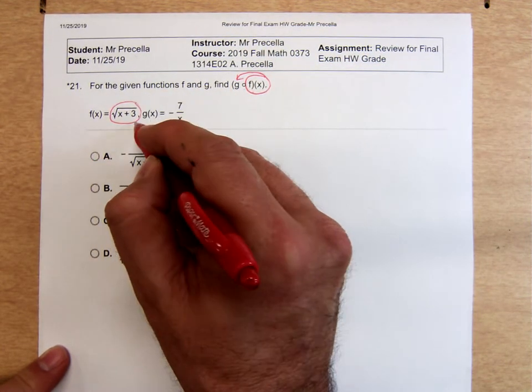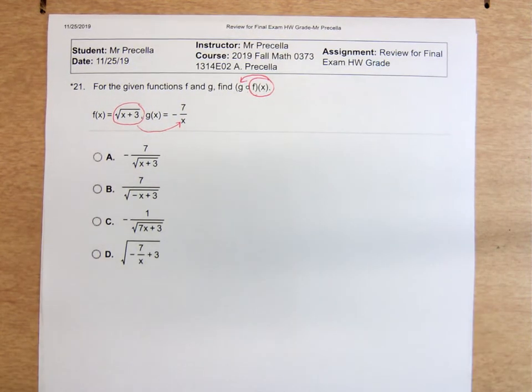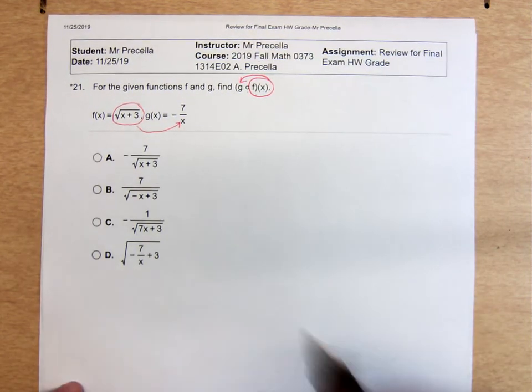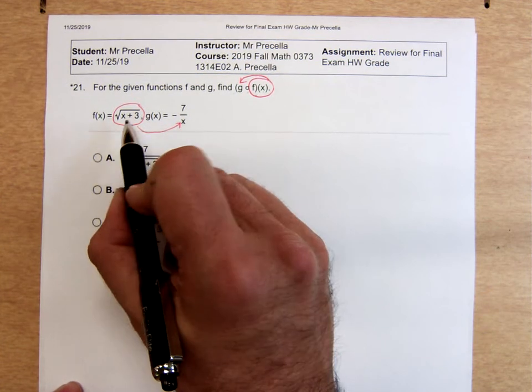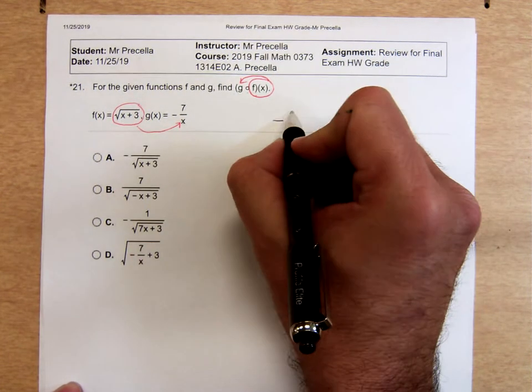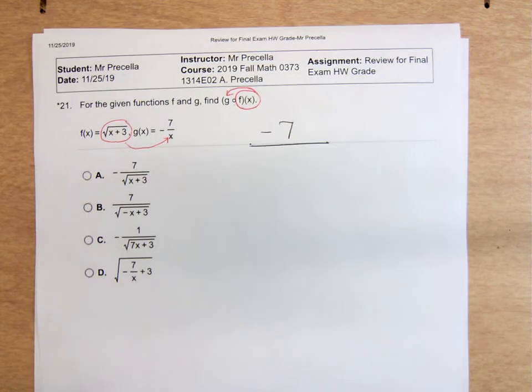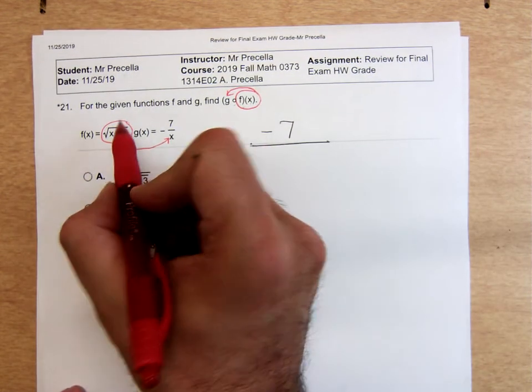So I'm just going to write out the answer. In place of that black x, I'm putting this square root of x plus 3. So I'd have a -7, a fraction bar, and this square root of x plus 3.